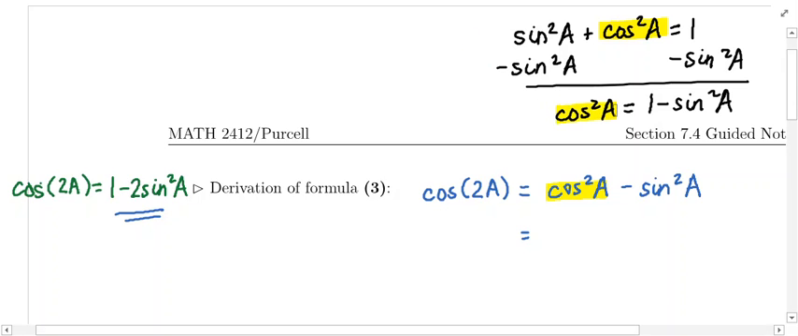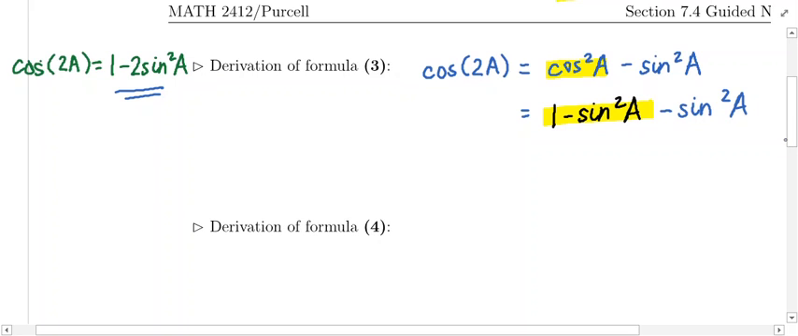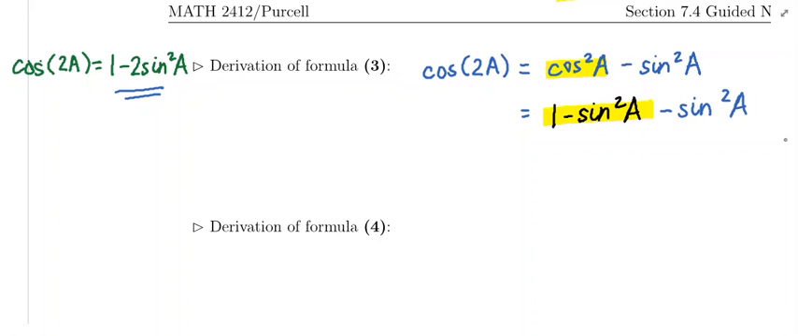So I can replace what's in yellow with 1 minus the sine squared of A. The cosine squared of A is equal to 1 minus the sine squared of A. So what's in yellow is equivalent, but I also have to tack on this other minus sine squared of A. Now I'm getting there, because all the cosines have been eliminated, and I'm just left with sine terms.